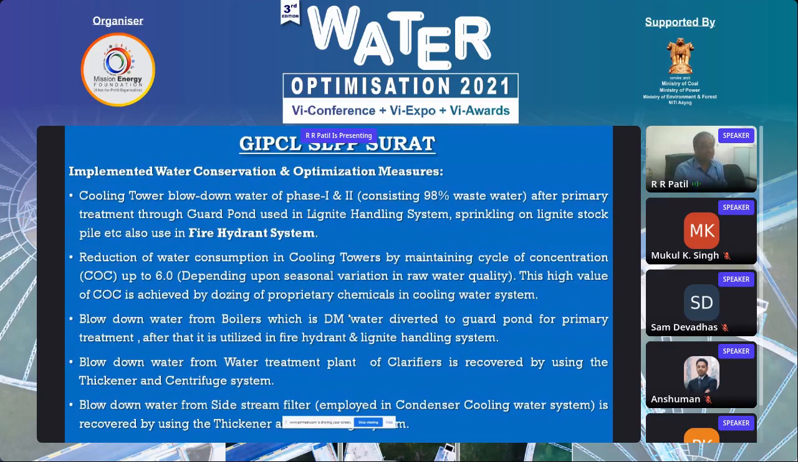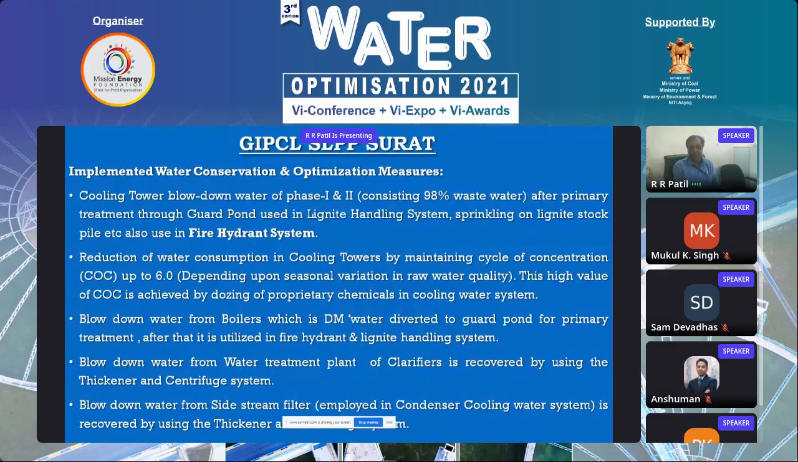Reduction of water consumption is achieved by increasing the cycles of concentration in the cooling water system by adopting proprietary dosing chemicals into the cooling water system. This gives a lot of water conservation by increasing the cycles of concentration in the cooling water.